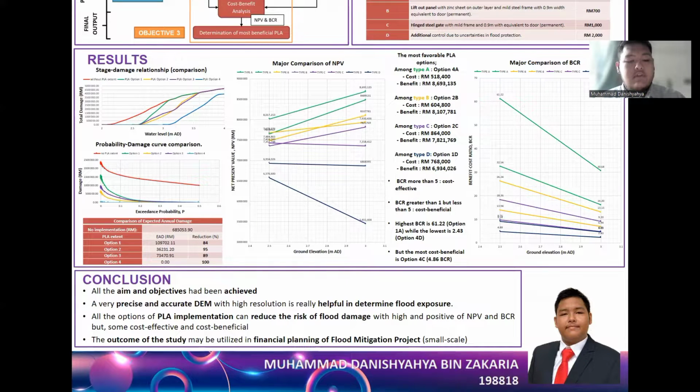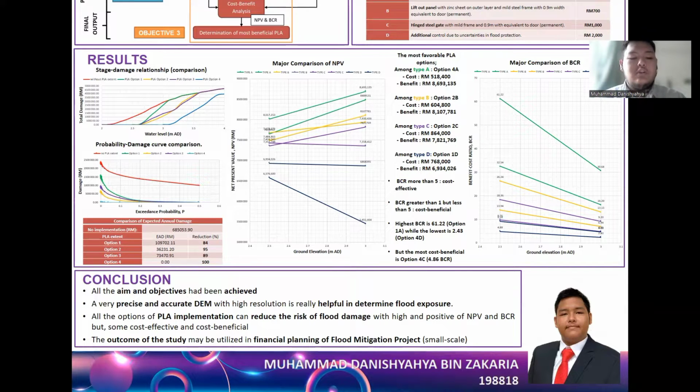However, the term profitable is not a direct income, but the long-term benefit of the money that can be saved when applying the flood protection. Then the highest BCR is dominated by option 1A, while the lowest is option 4D. The PLA is considered cost effective if the BCR is more than 5, and cost beneficial when the BCR is greater than 1 but less than 5. So from the analysis, the most cost beneficial PLA is option 4C, as it covers all the houses located at 2 to 3 meters above datum that might be affected by flood depth up to 3 meters above datum.